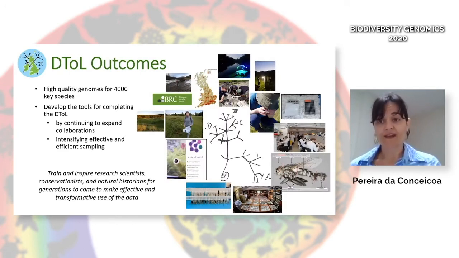So by the end of this pilot phase, we'll not only have high quality genomes for 4,000 key species, but we would have developed the tools for completing the whole of the Darwin Tree of Life. And by continuing to expand our collaborations, intensifying effective and efficient sampling, the project will be able to train and inspire research scientists, conservationists, and natural historians for generations to come to make effective and transformative use of the data in ways that we haven't even considered yet.